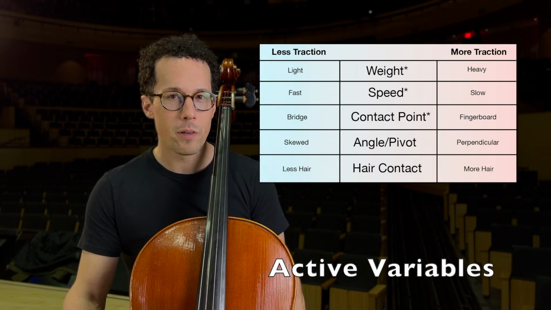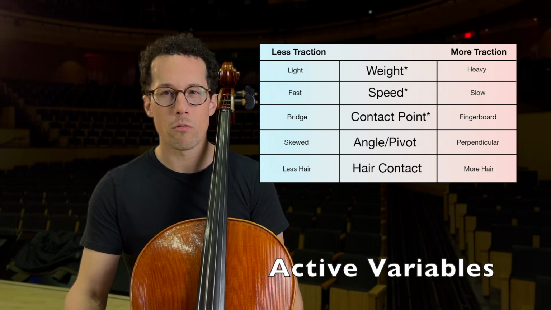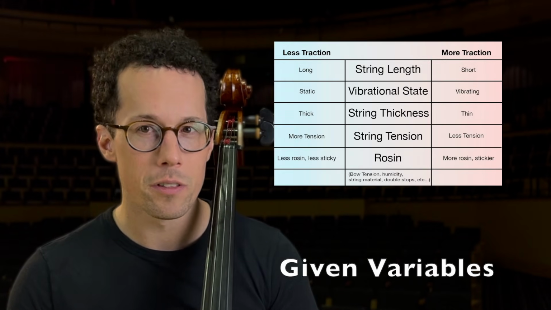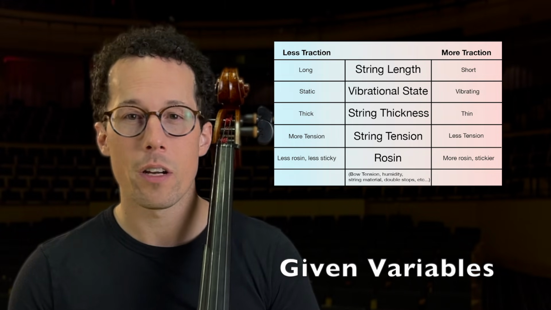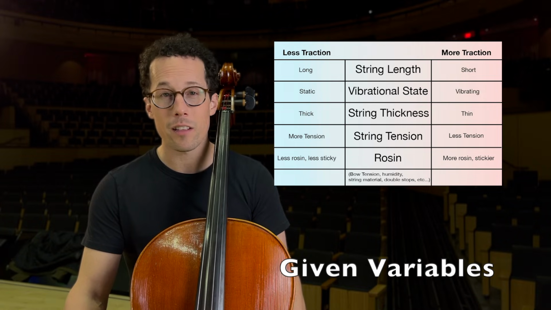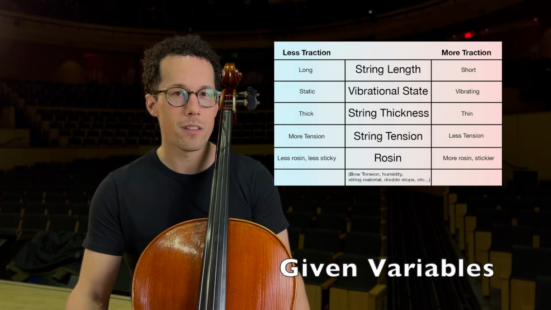The active variables we covered in the last video can be controlled directly to regulate traction. We're now shifting our focus to given variables, which are not in your immediate control, but come from the instrument or the environment. They require you to make adjustments to active variables in real time to maintain proper traction.